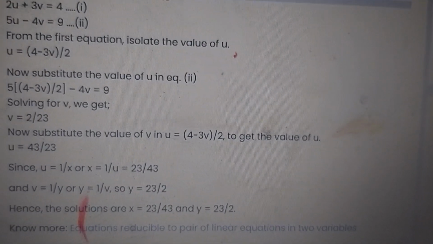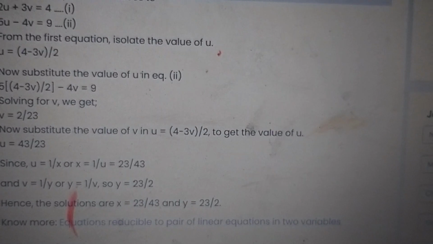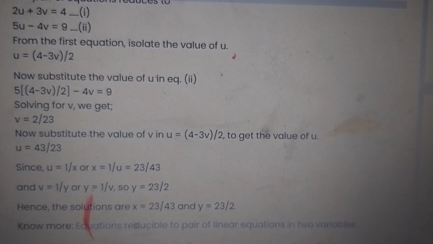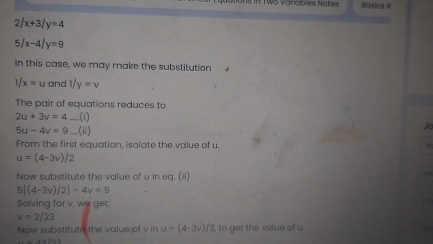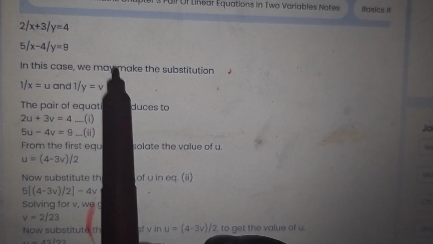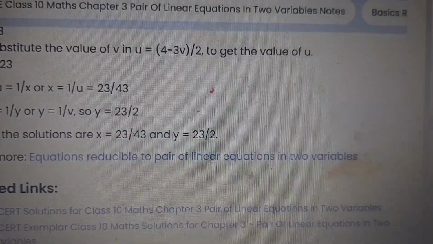Hence, equations reducible to a pair of linear equations means we have to reduce the given values by taking them as u and v. Very easy, children. We have to learn this chapter easily.